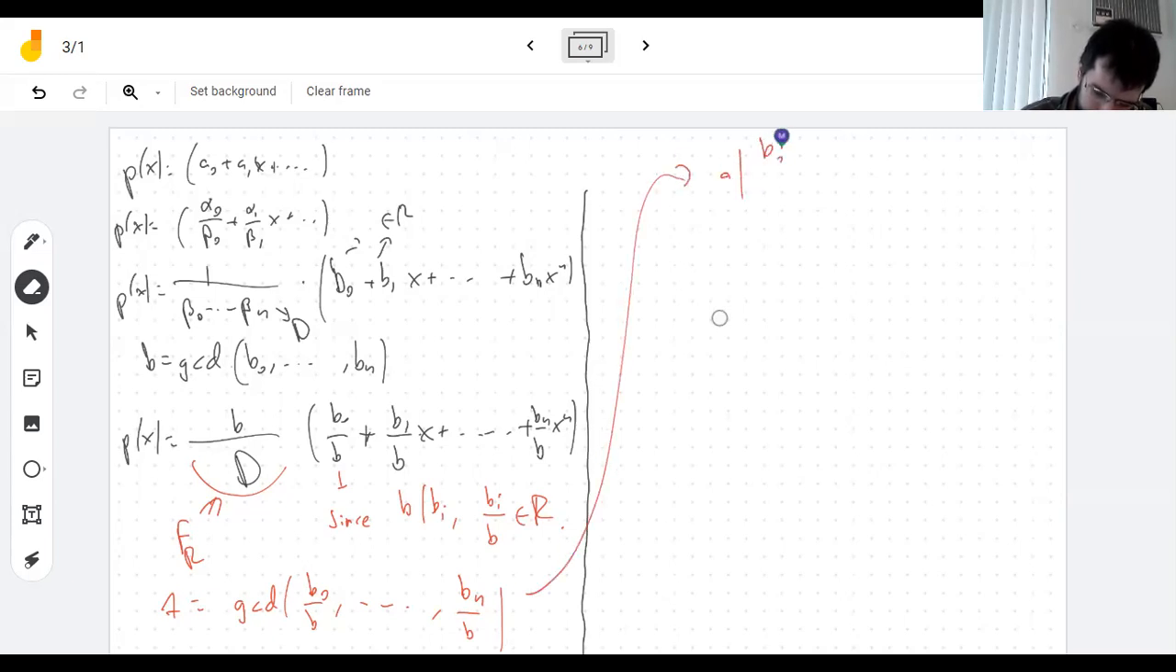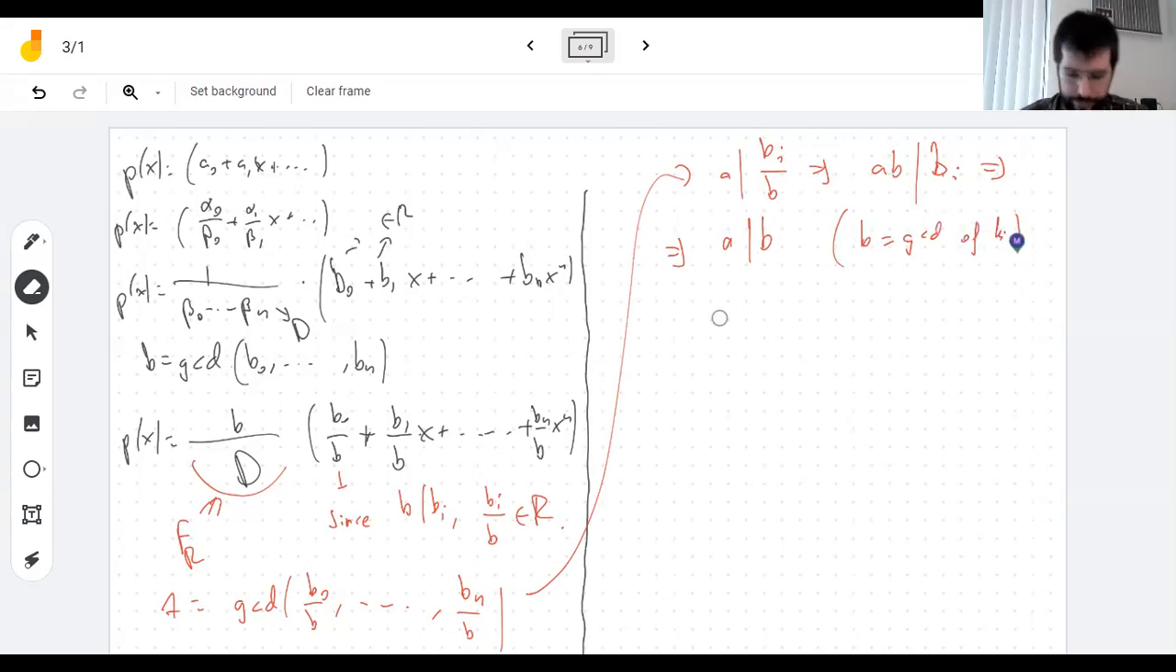If A divides B_i divided by B, that would mean that AB divides B_i, which would mean that A divides B, because B is the GCD of the B_i. No, sorry, B divides A. It divides the greatest common divisor. So A is a unit. So that's the only divisor we could have. And that's it. All right, so any questions?